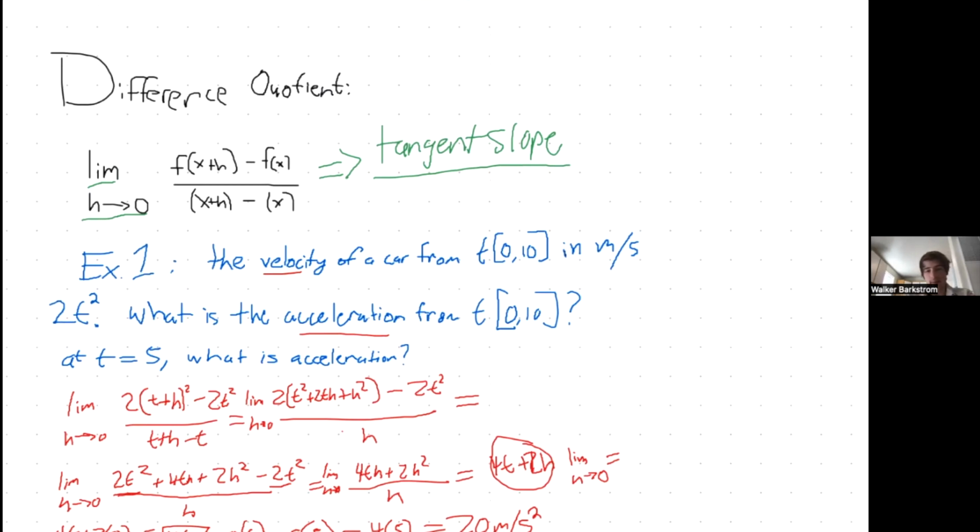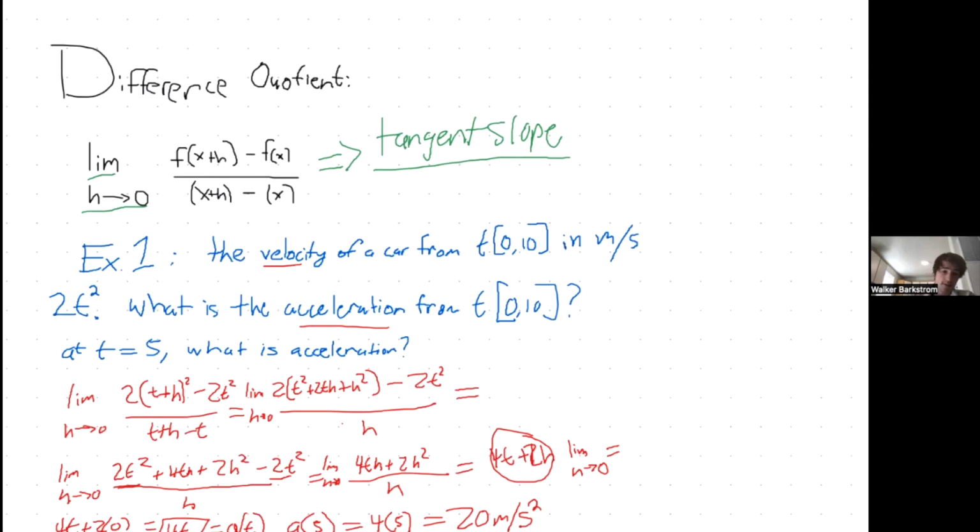And if we cancel the h out, divide everything by h, we get 4t plus 2h as h goes to 0, which equals 4t plus 2 times 0, because effectively the limit as h approaches 0 of 2h is just 2 times 0, or 0.